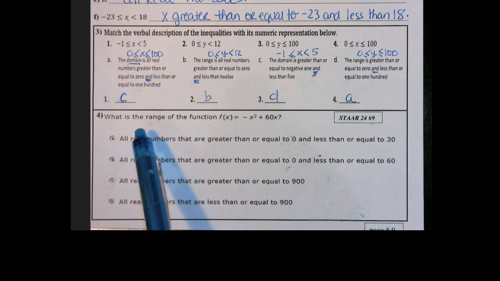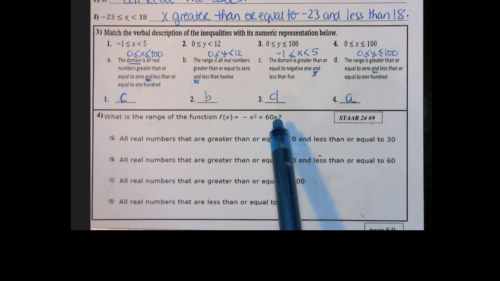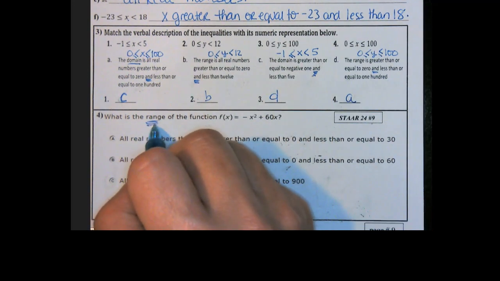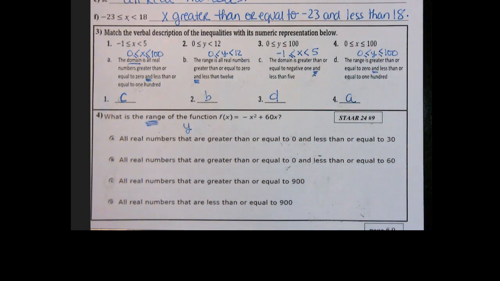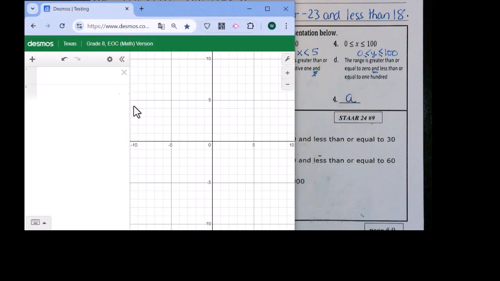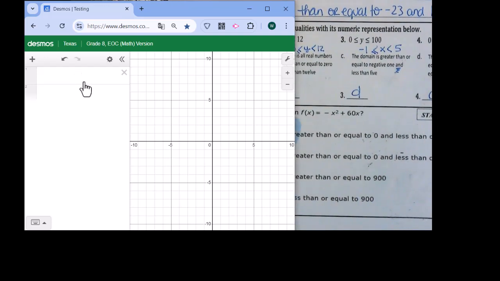This particular question is question number 9. It's saying, what is the range of the function f of x equals -x squared plus 60x? We know from this question that we're looking for y, and we know there is a function. In this one, we're going to use another tool in our class, the Desmos calculator, which you can access online if you have your computers. The Desmos calculator that we use is this one with the green bar that says Texas.